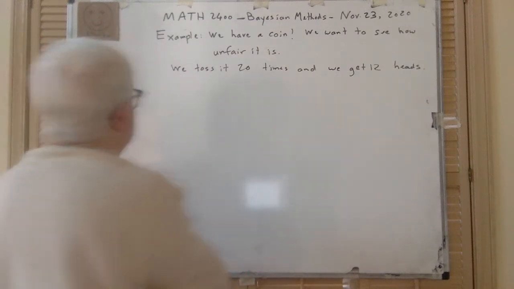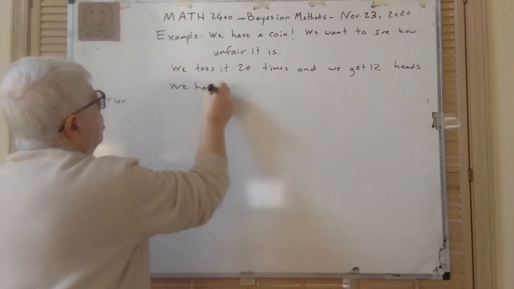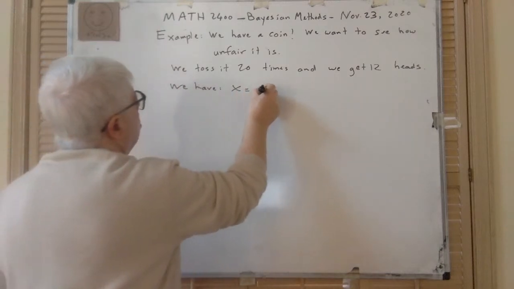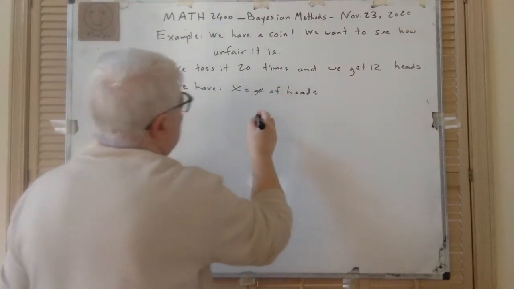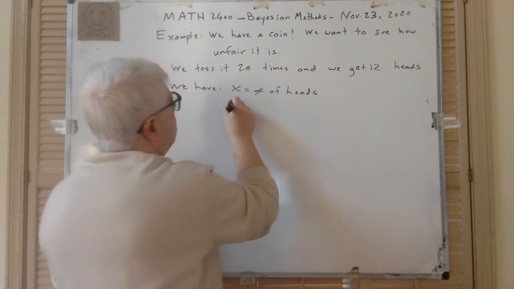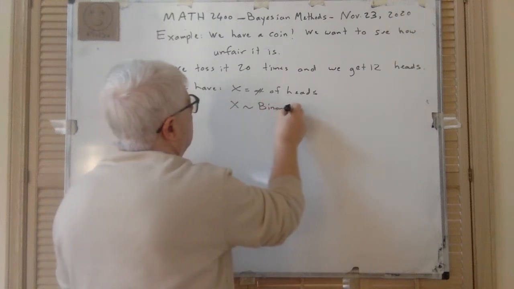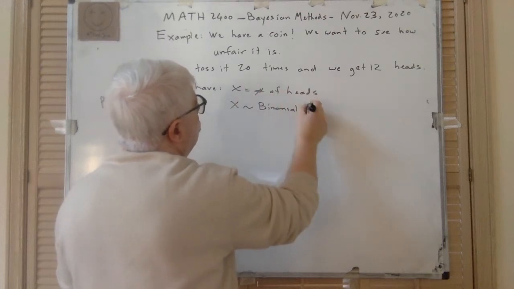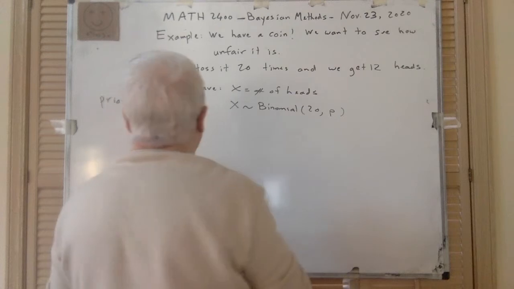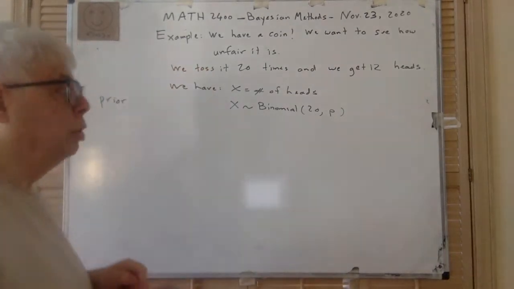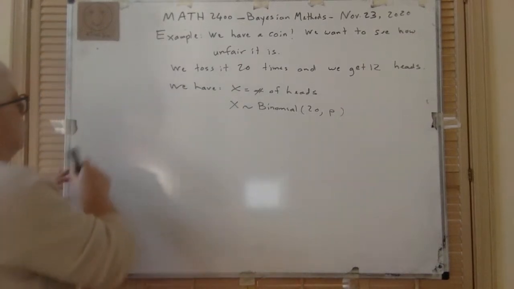First of all, let me write it, we have x is number of heads, and we know this x is binomial, and here we have 20 and p. So the prior should be on p. So the prior distribution for p.